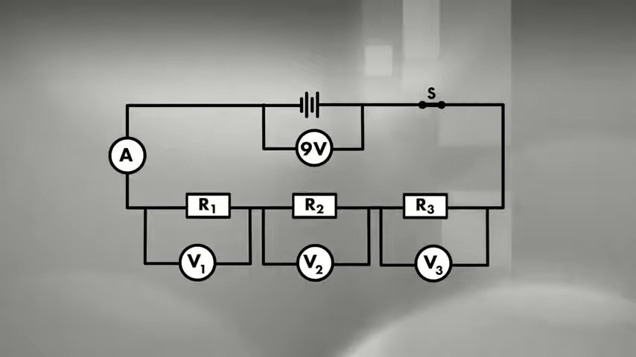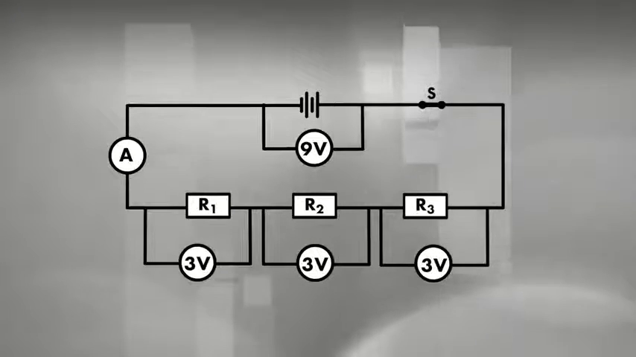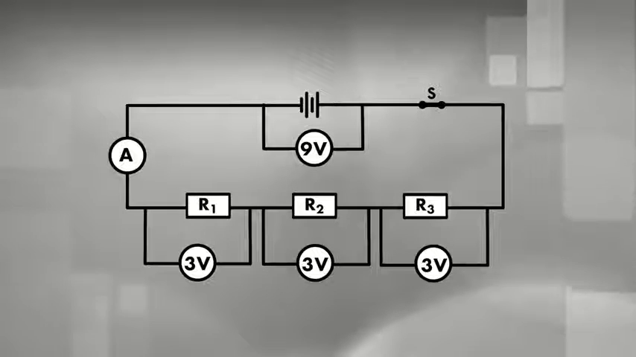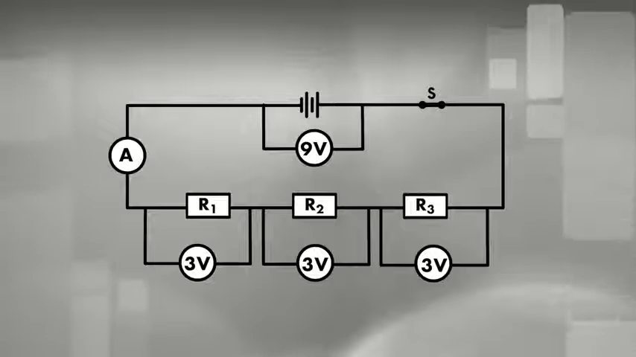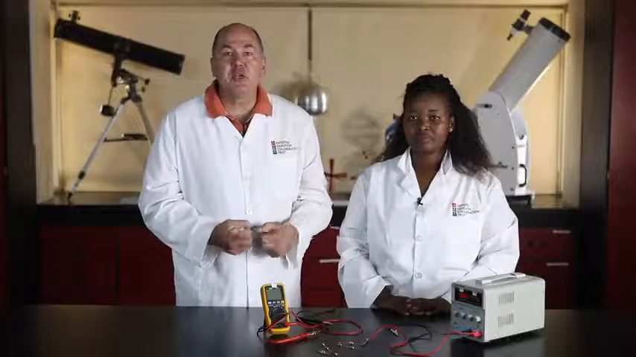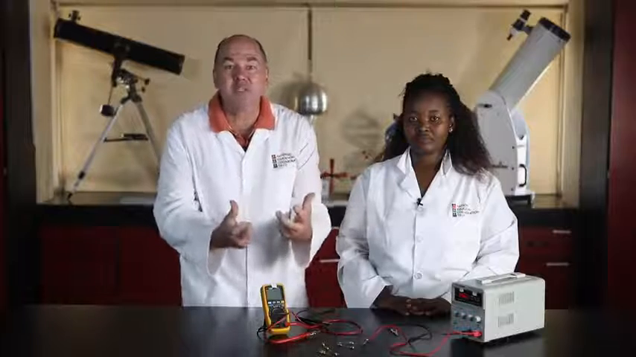When the switch is closed, the reading on the ammeter is 1 amp. That tells us that 1 amp passes through the battery, the switch, the ammeter, and the 3 resistors. Voltmeter 1 reads 3 volts, and the voltmeter across the battery reads 9 volts. So what is the potential difference across the other 2 resistors?